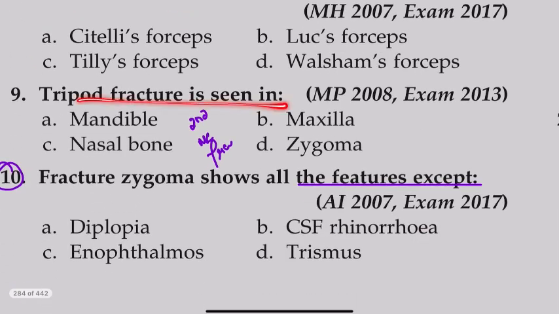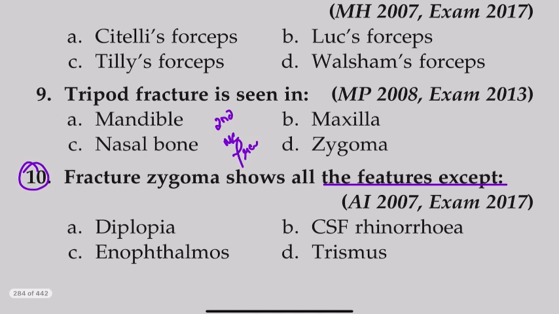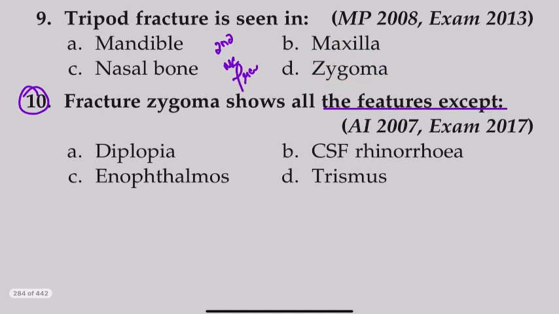Tripod fracture is seen in what? Now, what is tripod fracture? Talking about tripod fracture, it is our zygoma fracture, also called quadripod. Tripod or quadripod is the second most common fracture. Okay, now fracture zygoma, talking about the clinical features, solve all the features except. What will happen?